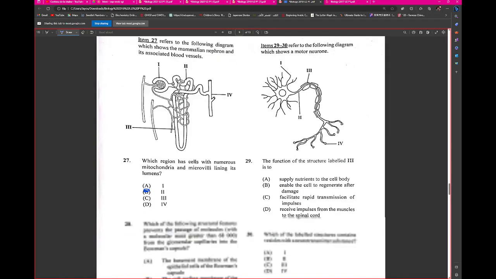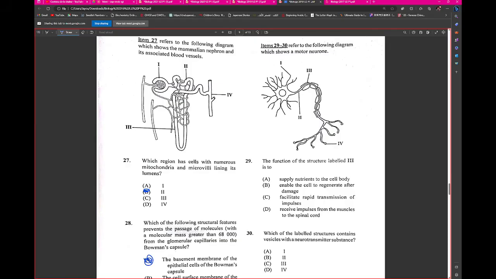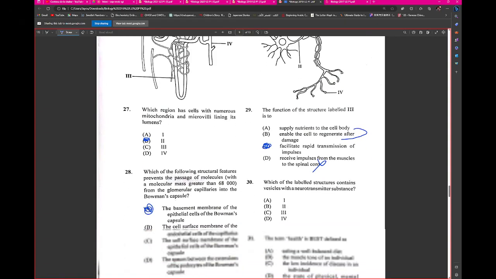Let's look at this now. The function of the structure labeled 3 would be what? 3 is what? Myelin sheath? Look at this, pointing at the myelin sheath. So what would that be? Receives impulses? Nope. I'm not sure if it's talking about the Schwann cell, but enables cells to regenerate their damage. These are both Schwann cells, so I'm not sure that's good. Facilitate rapid transmission, the myelin sheath helps with that.